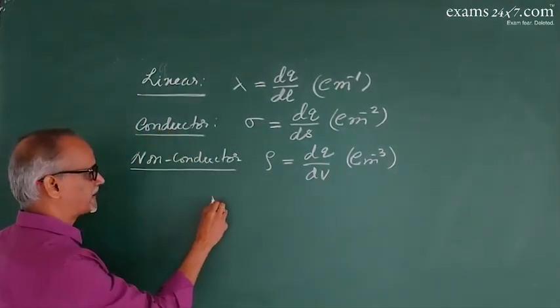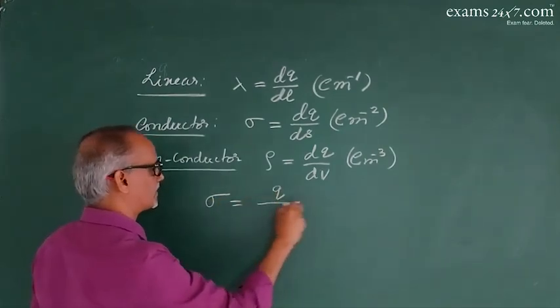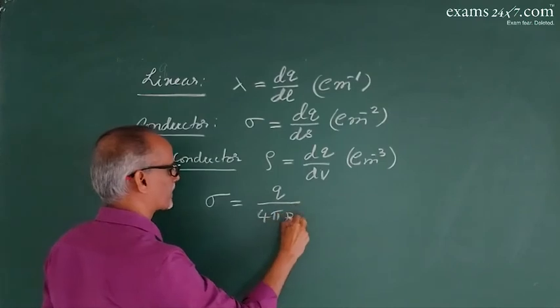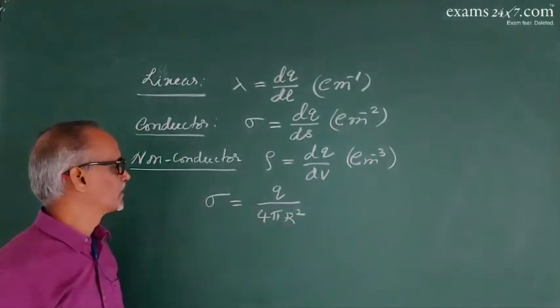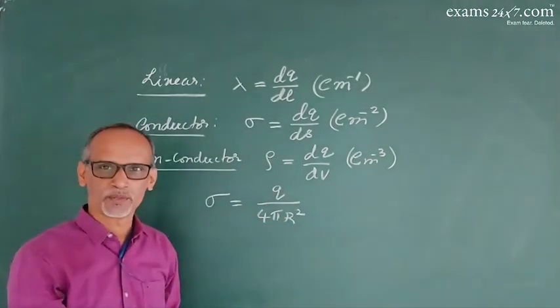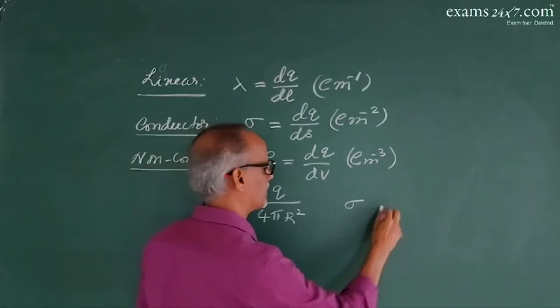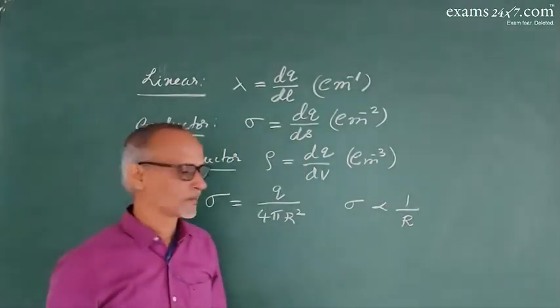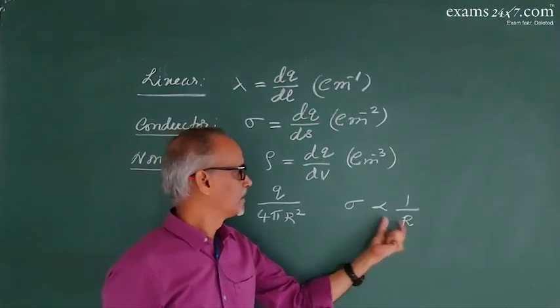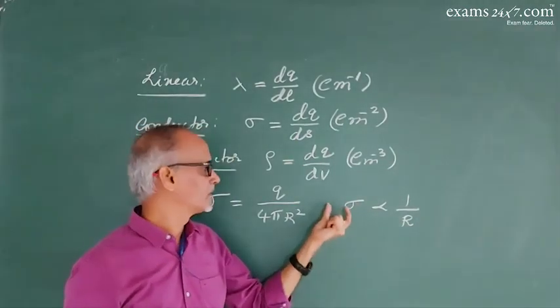For a charged spherical conductor, the surface density is given by Q by 4 pi r square, where r is the radius of the sphere and Q is the charge distributed uniformly over the sphere. Now, the surface density of charge is always inversely proportional to the radius of curvature. The lesser the radius of curvature, the more is the concentration of the charge, or the more is the surface density of the charge.